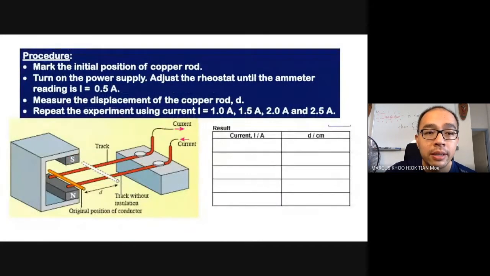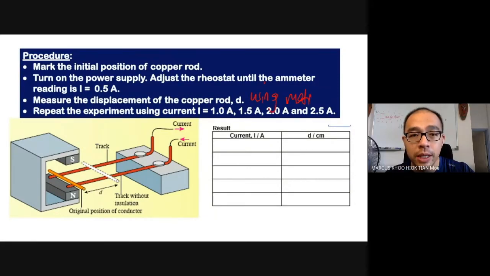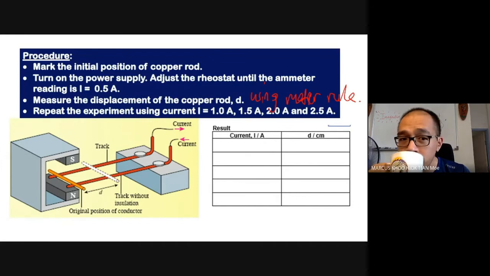So this is how the experiment would be, and this is a very simple procedure. We put the initial position, and then after that we turn on. Obviously, it's going to move, just like the video yesterday. Adjust the rheostat until the ammeter reading is 0.5 amps, and then we measure the displacement. What do we use to measure? A ruler. Use a meter ruler. Generally for science, we always use a meter rule, pembaris meter.